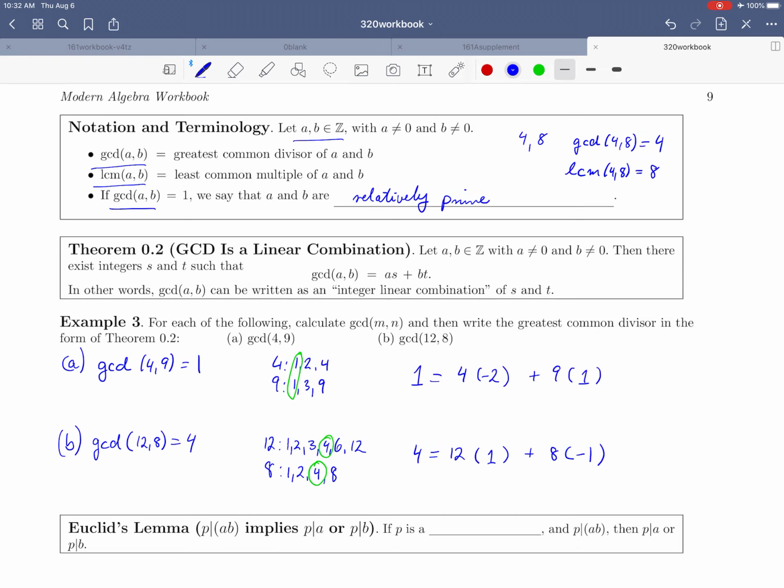And we can always do this, and that's what theorem 0.2 says. It says that if you have two integers a and b that are not 0, then there exist integers s and t such that the GCD of a and b is equal to a times s plus b times t. So we can write the GCD as an integer linear combination of a and b.